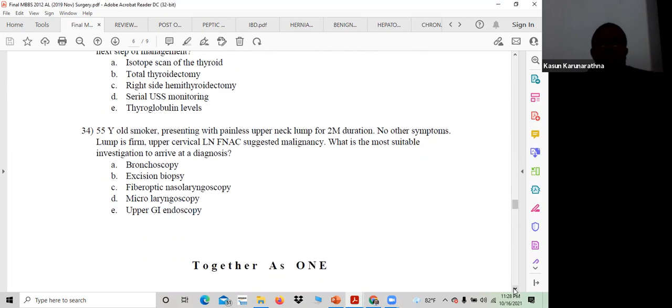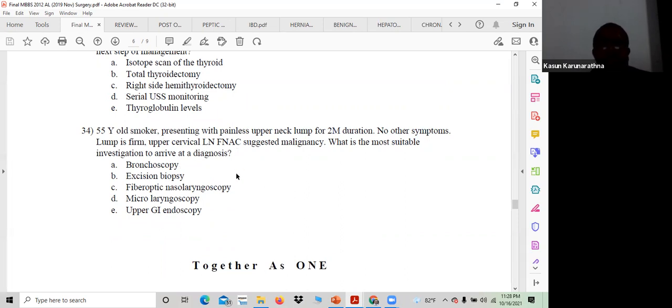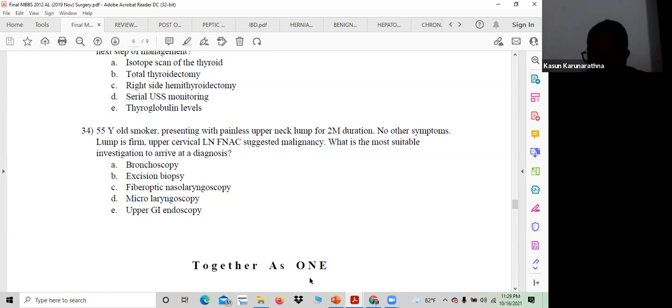34: a 55-year-old smoker presenting with a painless upper neck lump for 2 months' duration. No other symptoms. The lump is firm, an upper cervical lymph node. Something missing in the question, right? FNAC suggests malignancy. What is the most suitable investigation to arrive at a diagnosis? What is this clinical scenario? Carcinoma of unknown primary. Yes.